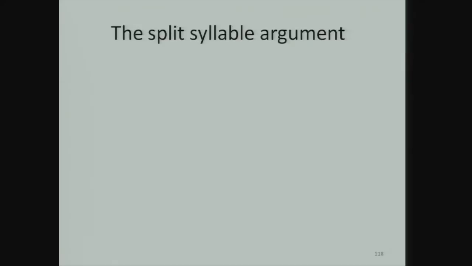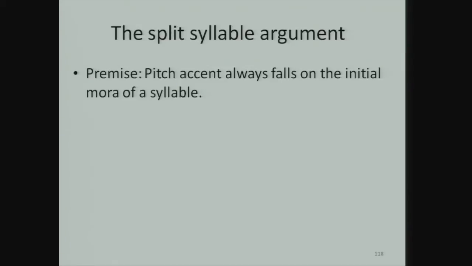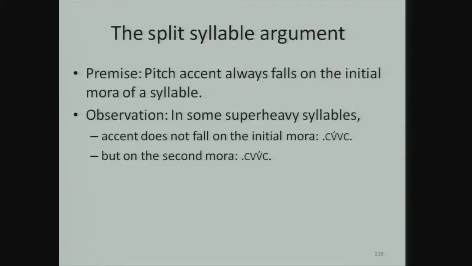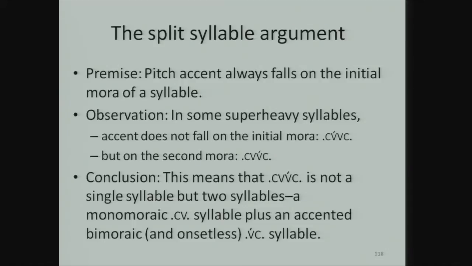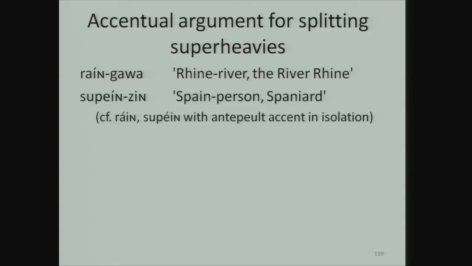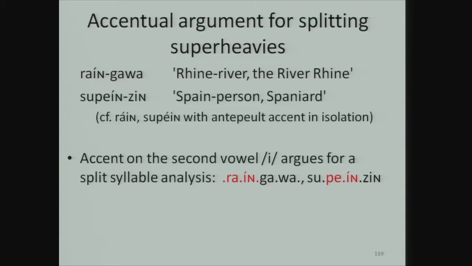So the split syllable argument, that we should split the syllable: the premise is that pitch accent always falls on the initial mora of a syllable. Observation: in some super heavy syllables, accent does not fall on the initial mora, but on the second mora. And those cases in particular must mean that this is not a single syllable, but two syllables, a monomoraic CV plus an accented bimoraic VC syllable. Okay. So, for example, such a case is found in Raingawa, and pointed out by Haruo Kubozono, or Spain-jin. So the accent on the second vowel, E, for Raingawa, argues that Rain is not a super heavy syllable, but should be split into Ra-in-gawa, or Supe-in-jin.